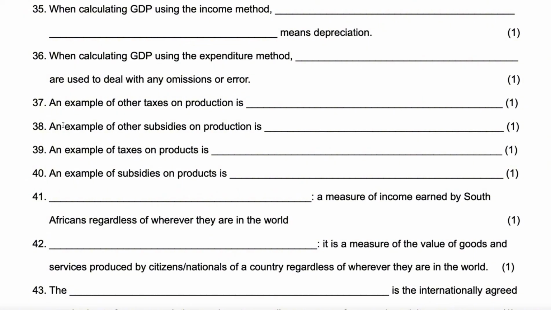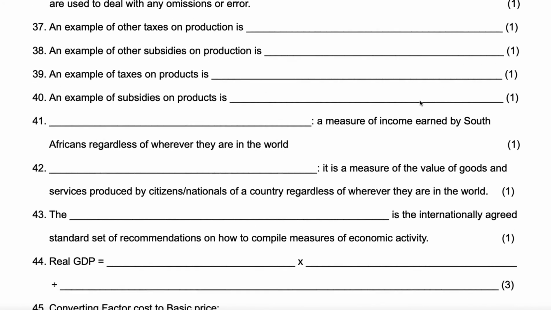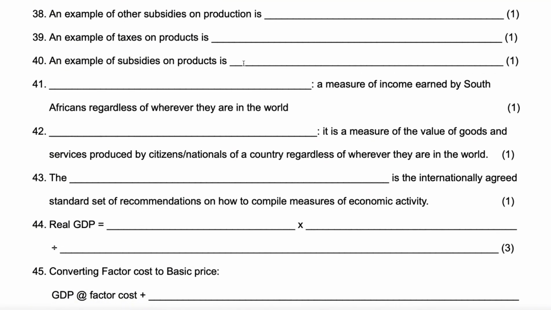Then an example of tax on production, that would be pay as you earn, personal income tax, things like that. An example of other subsidies on production, that would be an employment subsidy. An example of taxes on products, that's VAT. An example of subsidies on products, that would be bread subsidy. Now I have learners writing bread. It's wrong. Bread is not a subsidy, but bread subsidy is a subsidy. So if you write bread, I'll mark you wrong.